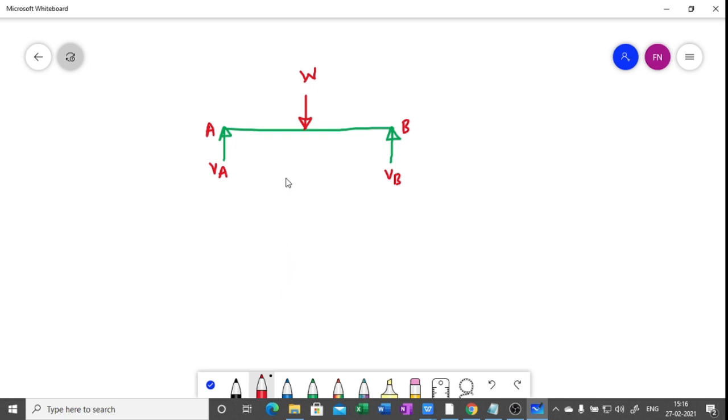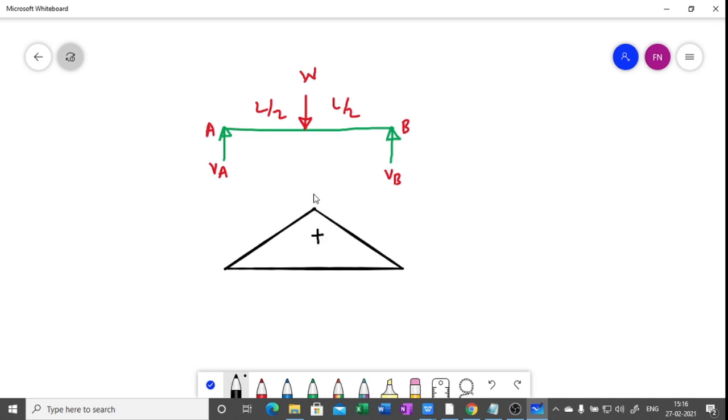Here I have taken a simply supported beam which is subjected to point load at the center. The point load is concentric, which is acting at the center. The nature of bending moment diagram will be straight line. It will be linear. This will be the nature of bending moment diagram. So at the center, the bending moment value will be WL by 4.